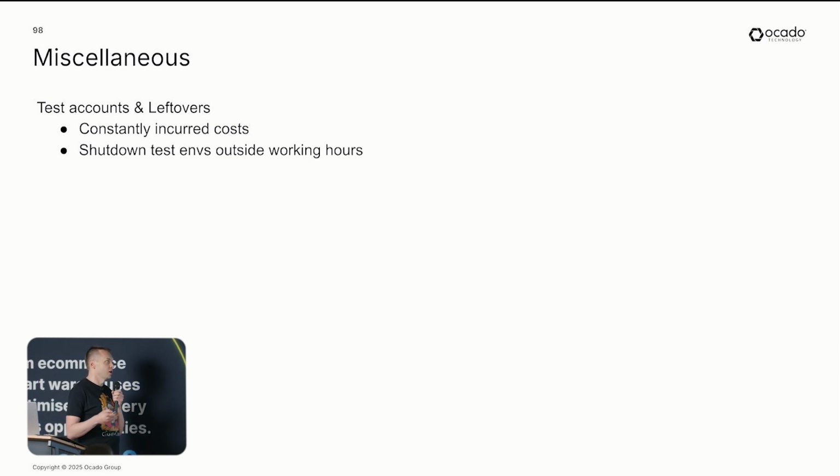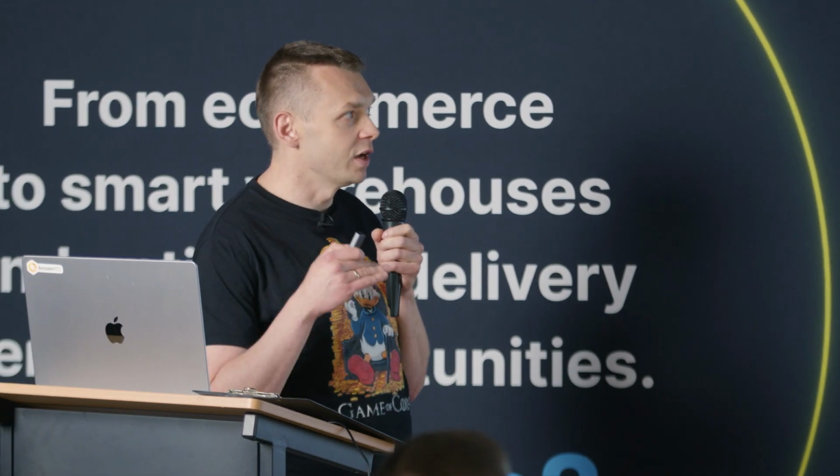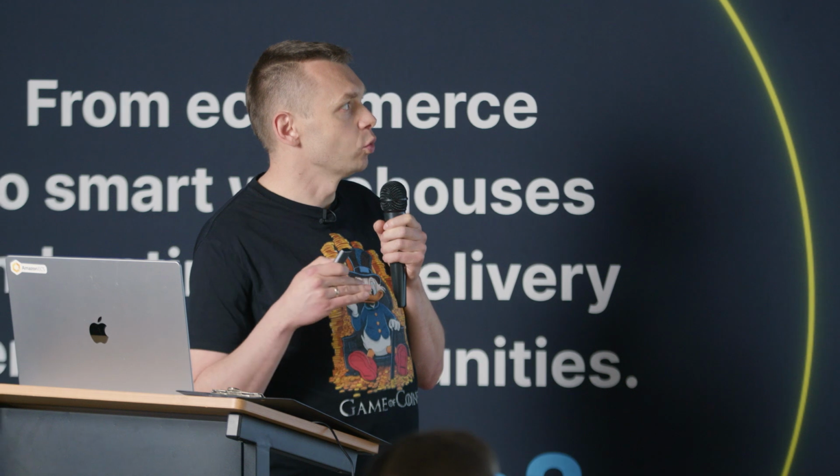Regarding the test environments, and especially the development environments, what we've learned at Ocado is that you don't need to run them all of the time. Most of the time, developers work during business hours, and there are plenty of tools you can use to turn them off outside of that. So for example, if you run your workloads on EC2 and you use an EC2 auto-scaling group, you can set up some easy cron expression and turn them off.